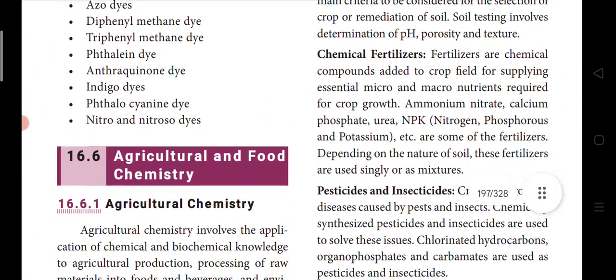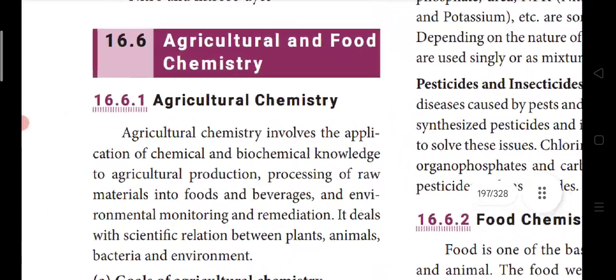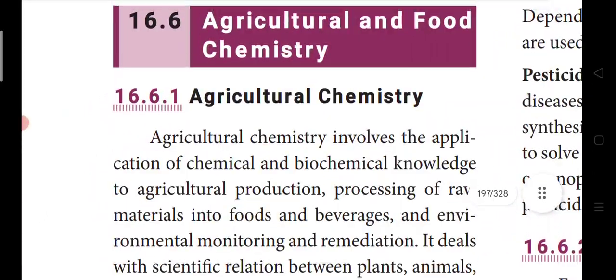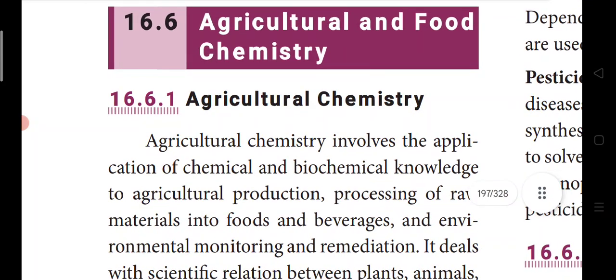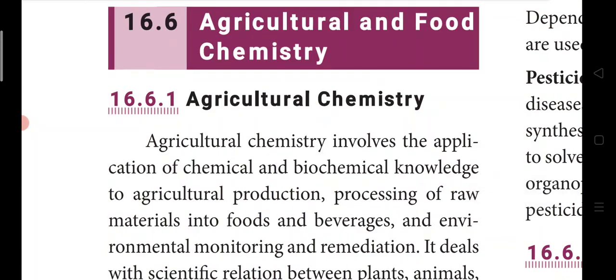The next chemistry we are going to see is agricultural and food chemistry. The in-between part is not there for you. Just strike it out. Then now directly come to agricultural chemistry.